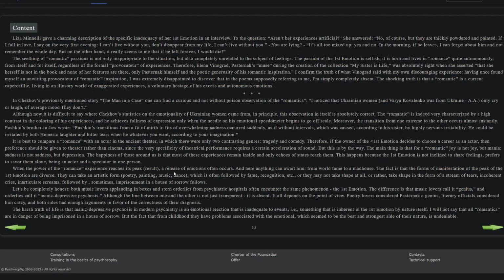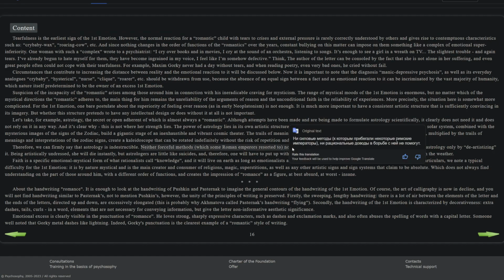The harsh truth of life is that manic depressive psychosis in modern psychiatry is an emotional reaction that is inadequate to events, i.e., something that is inherent in the first emotion by nature itself. I will not say that all romantics are in danger of being imprisoned in a house of sorrow, but the fact that from childhood they have problems associated with the emotional, which seem to be the best and strongest side of their nature, is undeniable.